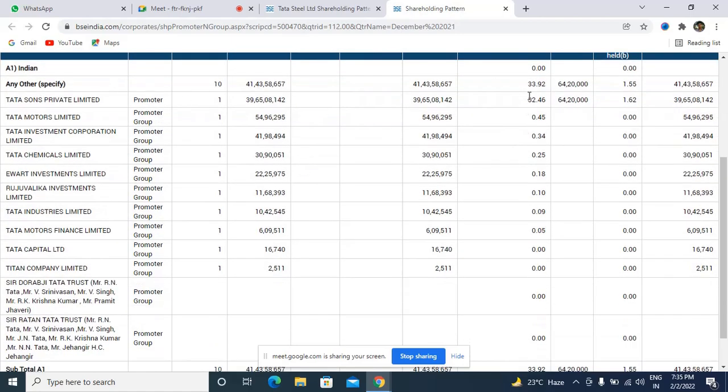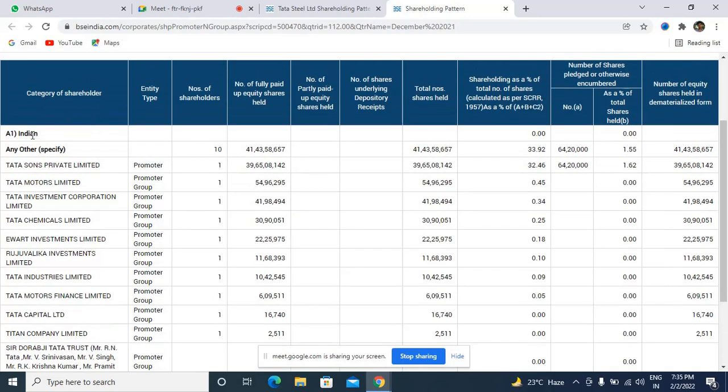Now just look at one thing carefully. This is Indian. Under the Indian category means this is an Indian promoter. So who is this Indian promoter? Any other, specify. So here it is 33.92%. Actually Tata Sons Private Limited holds 32.46% shares of Tata Steel. Tata Motors Limited is in the promoter group, as you can see. So this is the main promoter and this is the promoter group. Do you know what is the difference between promoter and promoter group?